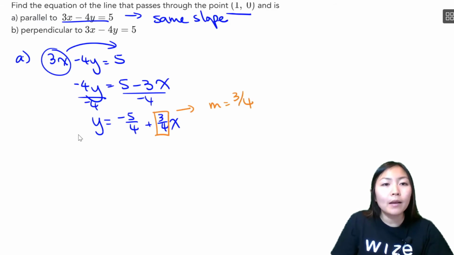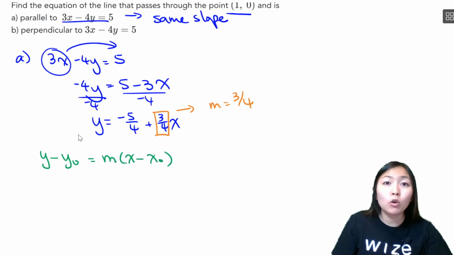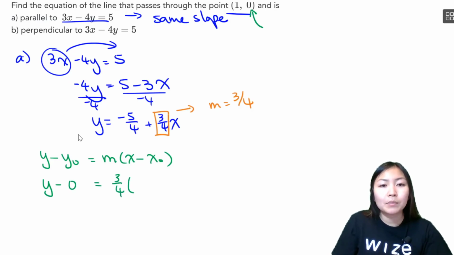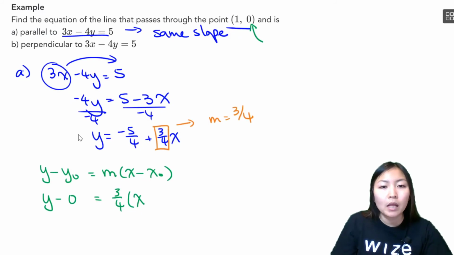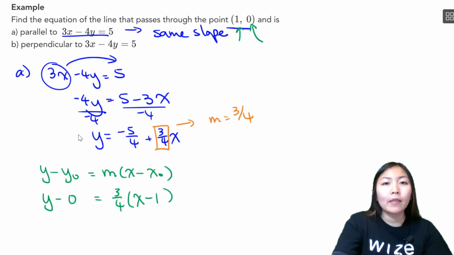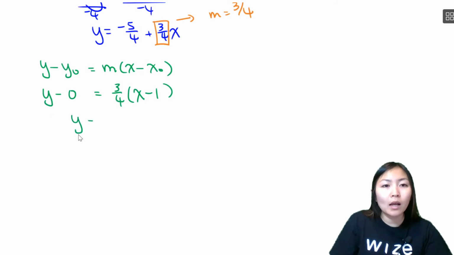In part A, if I want a line that is parallel to this and passes through the point (1, 0), I'm going to use my favorite formula, which is y minus y0 equals slope times x minus x0. If you like y equals mx plus b, go for it. So now y minus the y point, which is 0, equals the slope times x minus the x point, which is 1. Then I can simplify. We get y equals 3/4 x minus 3/4. This is the line that passes through the point (1, 0) and is parallel to our line in A.